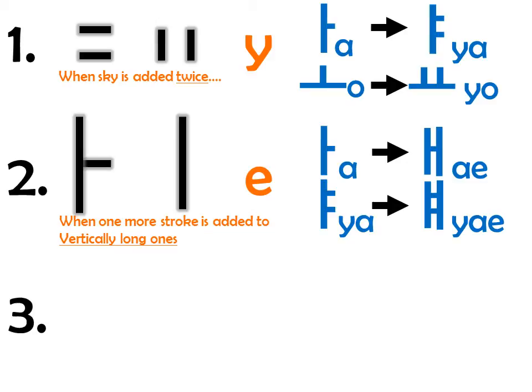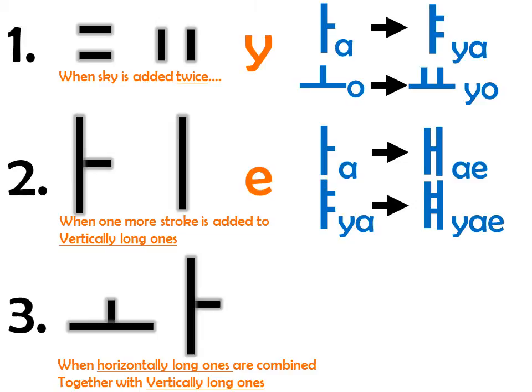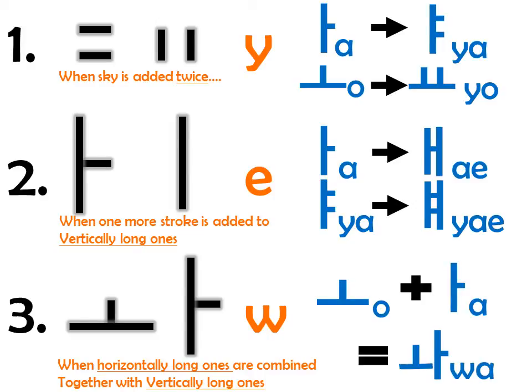Rule number 3. Now, sometimes the vowels that are lying down, like the horizontally wide ones, can be combined with the one that's standing up. So in that case, please remember W. So like this, O and A put together. Just remember W. For example, O and A put together, it becomes Wa.